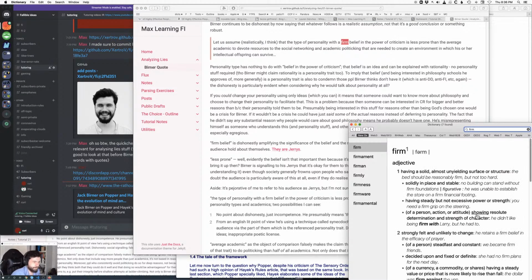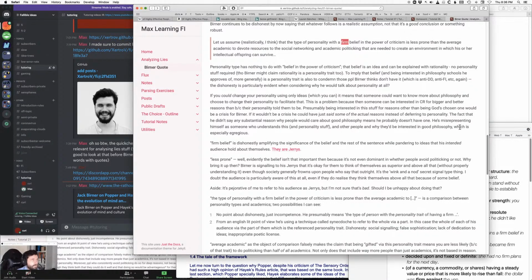Yeah, I agree. Having a solid, almost unyielding surface. Almost unyielding. Yeah, that's definitely not the CR choice of words for that kind of thing. Like an objectivist might use it. Yeah, I could see that more readily.